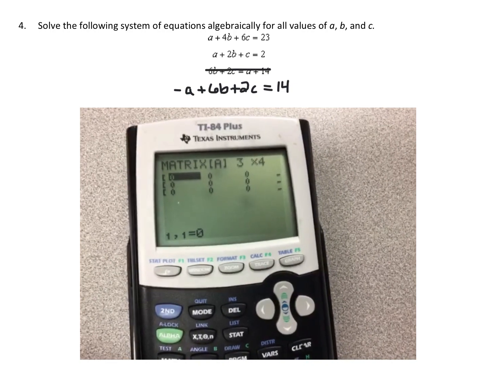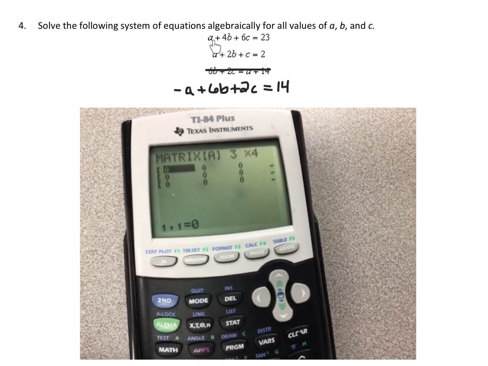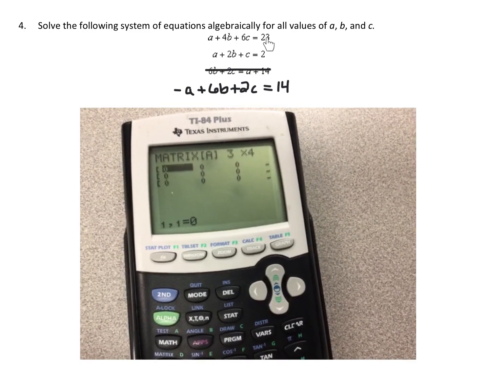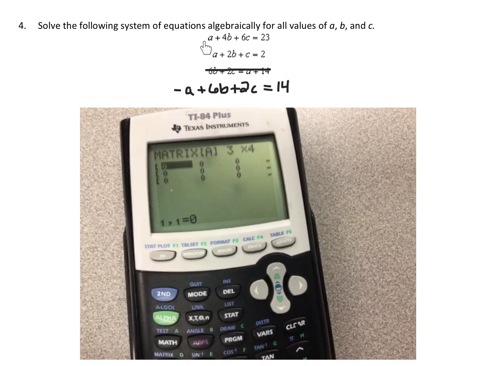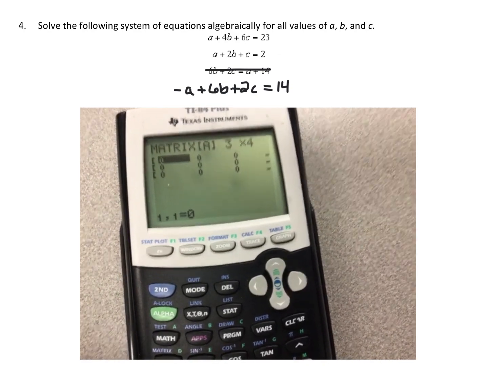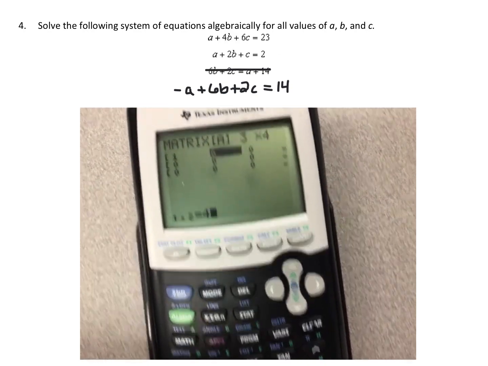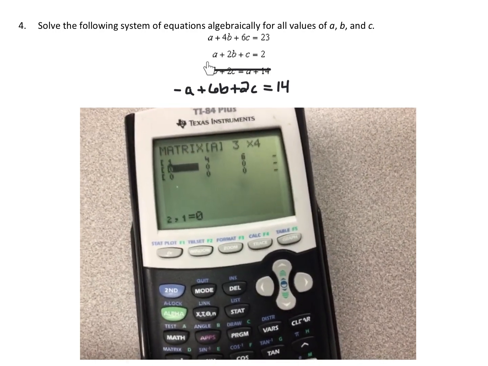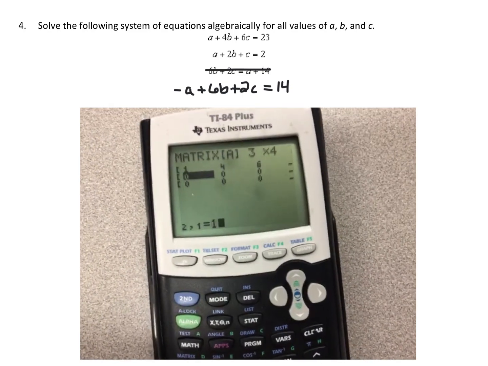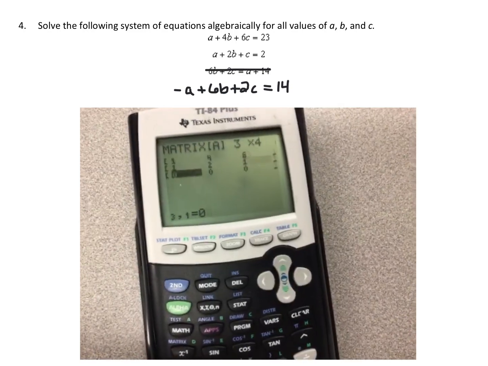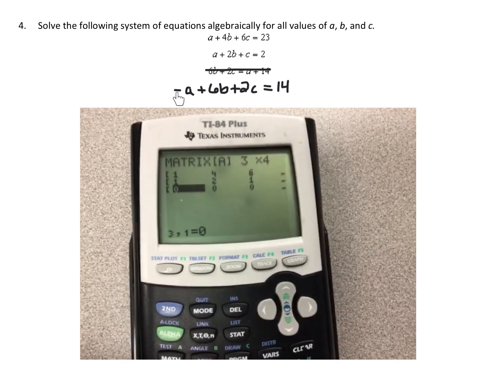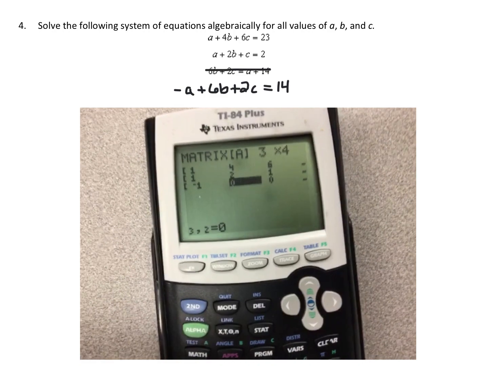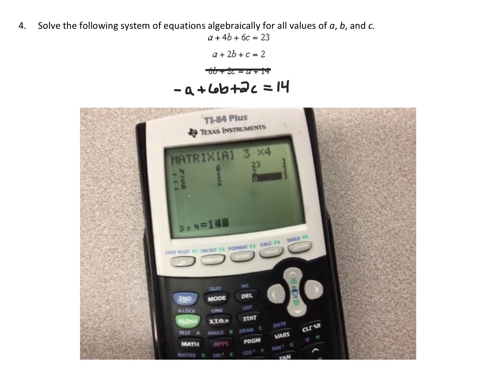And now if you remember, we just plug in our numbers. Since the number in front of the A is a 1, the B is a 4, in front of the C is a 6, and the number by itself is 23, we're going to type in our first row, 1, 4, 6, 23. Okay, and so the next row would go 1, 2, 1, 2. All right, the next one would be negative 1, 6, 2, 14.